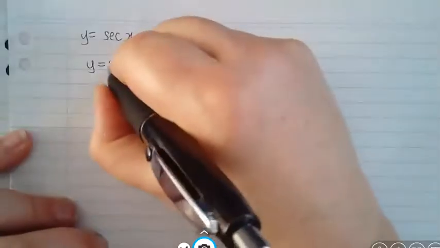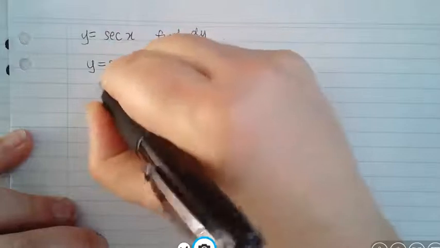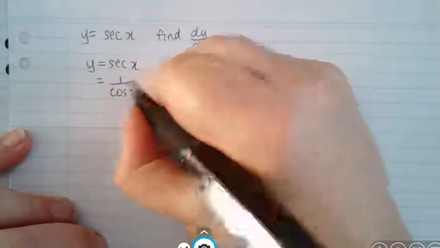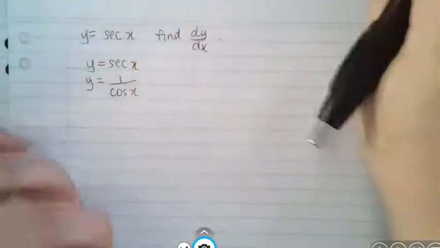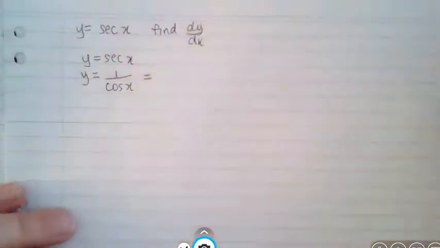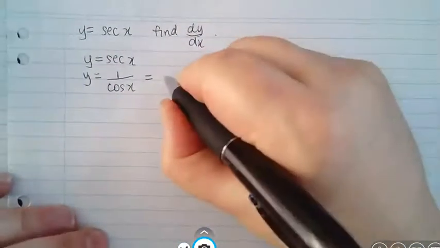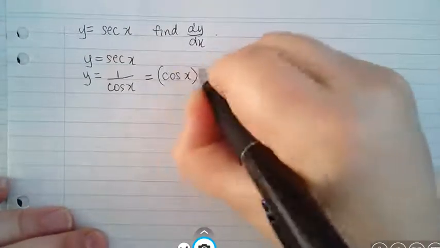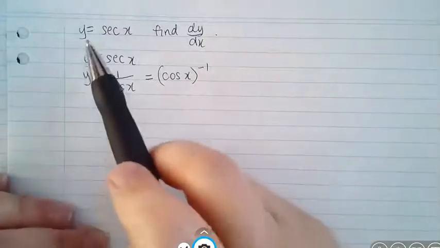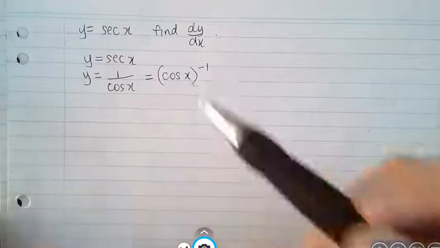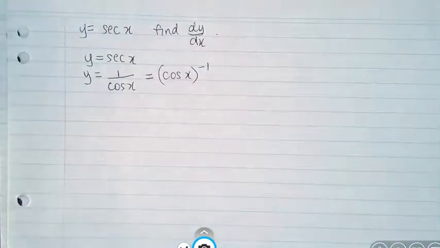So it's negative cosec squared x. Now, y equals sec x, which is what? What's sec? Third letter is C, 1 on cos x. So I still can't differentiate it. I can't differentiate 1 over cos x, so how am I going to write it? Cos x to the negative 1. If you're asked to differentiate sec x, you need to write it as 1 on cos x, and then as cos of x to the power of negative 1.